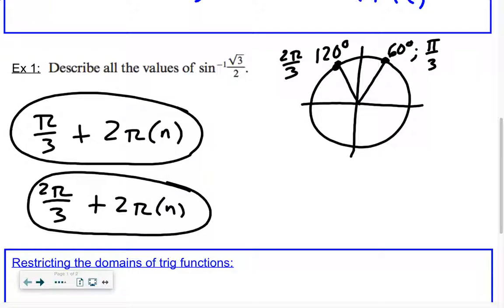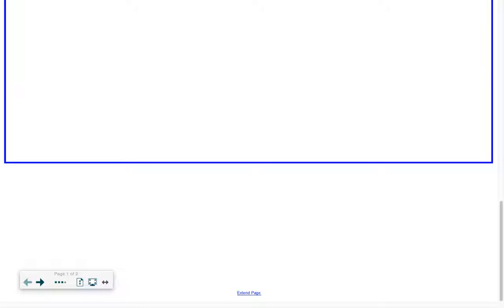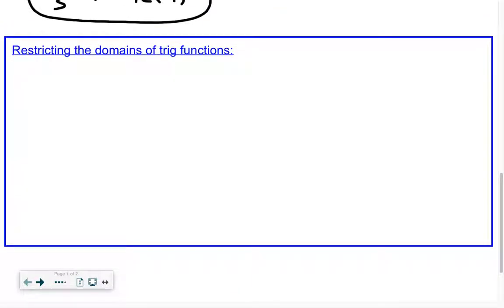I could go 4 pi, I could go 6 pi, I could go 8 pi, you name it. Everybody okay with that idea? So this idea of having to go around the unit circle multiple times is kind of annoying, right? And if you were to plug this into your calculator, it isn't going to give you infinitely many answers. It's only going to give you one. So that's why we introduced this idea of restricting the domain for these trig functions.